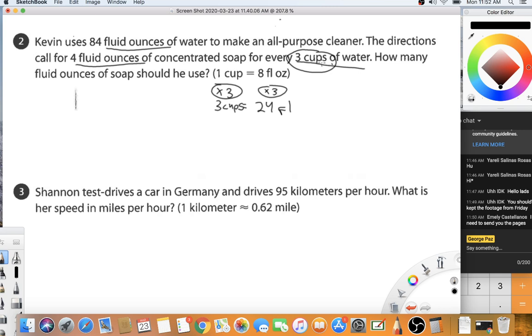So we're not using 3 cups anymore. We're going to be using 4 fluid ounces. So it's 4 fluid ounces of soap to 24 fluid ounces of water. That's the ratio Kevin uses when he makes his concentrate. Concentrate just means a mixture of something. It's like a mixture of 2 things.